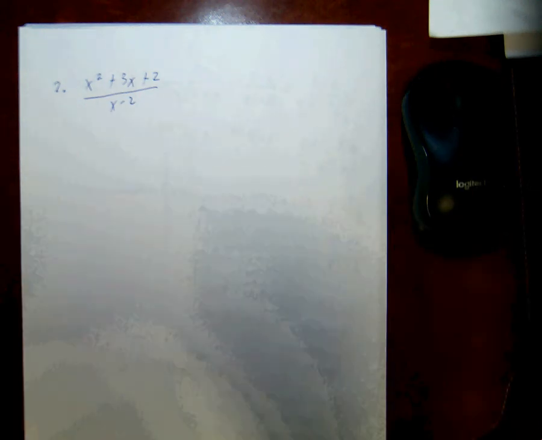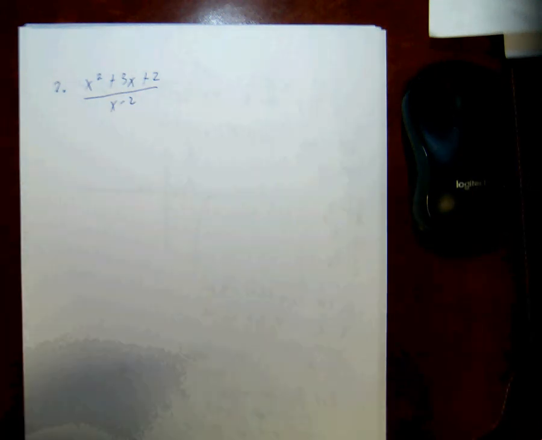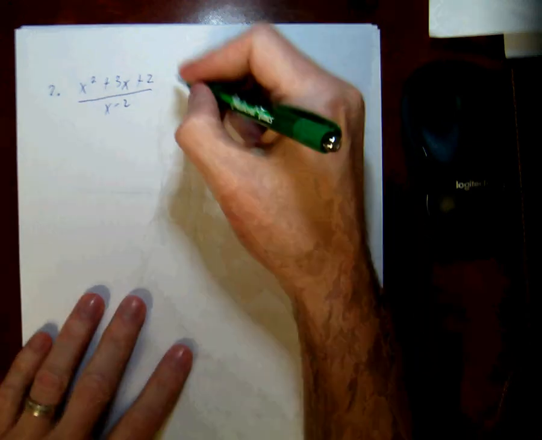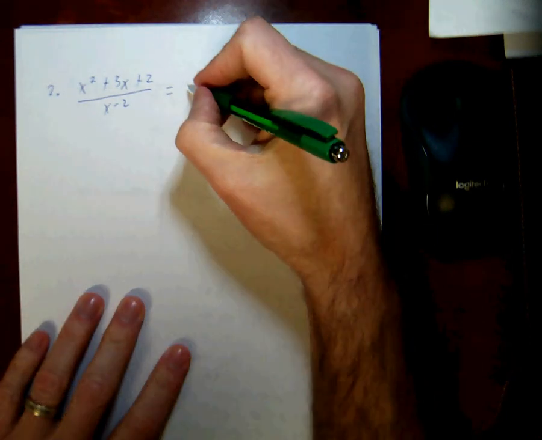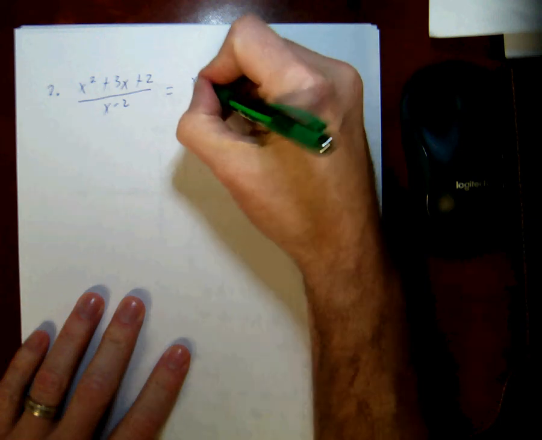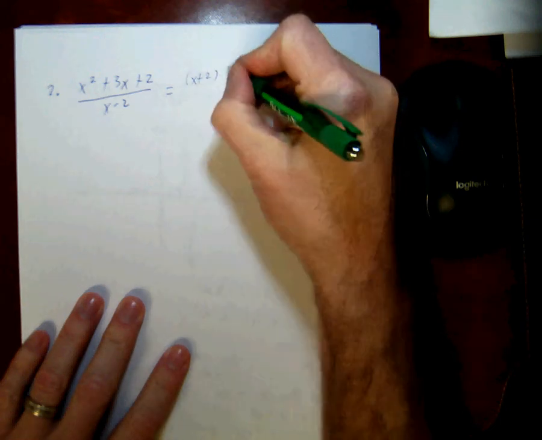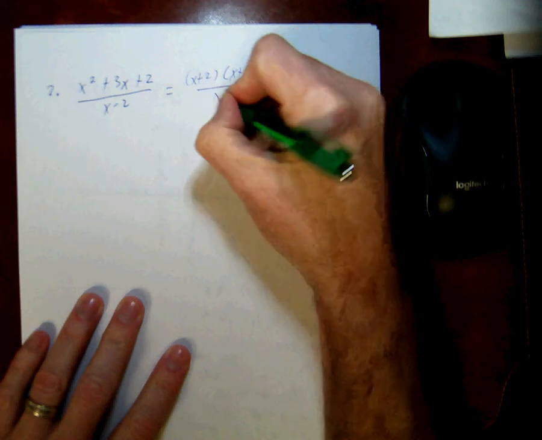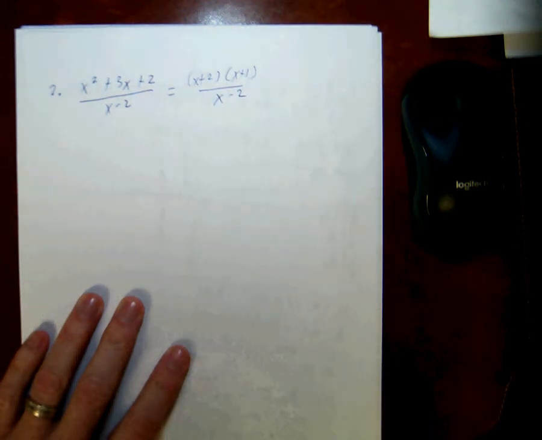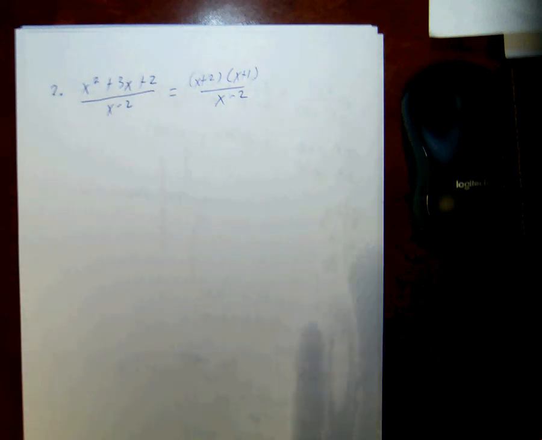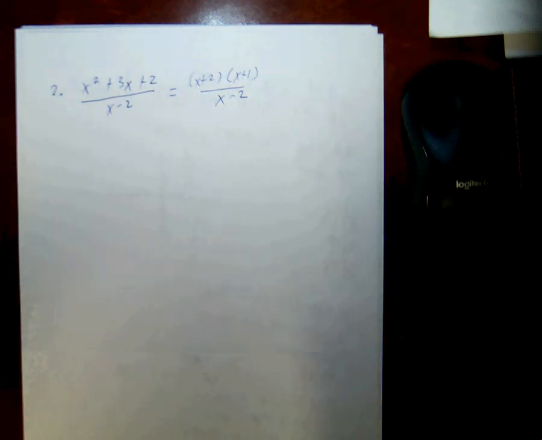All right, so how do we graph this? Well, step one, anytime you can factor something, you factor it. So let's see, this is going to factor as x plus 2, x plus 1 over x minus 2. So I've factored everything, and nothing cancels, right? So now we start.